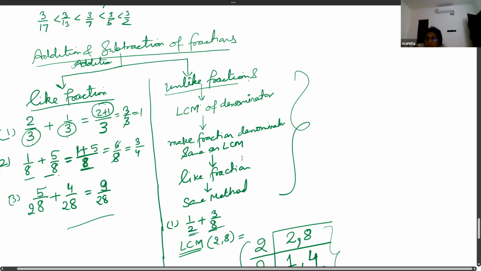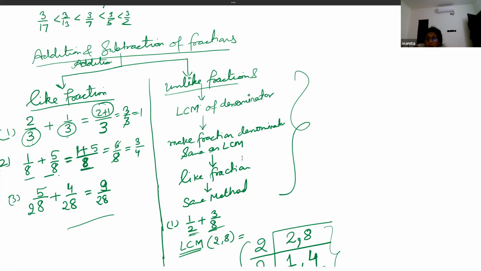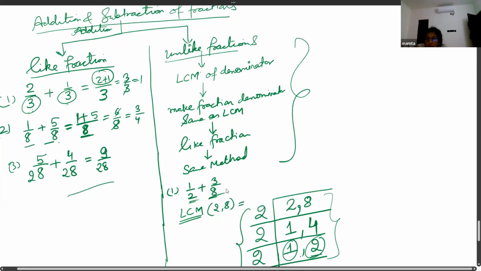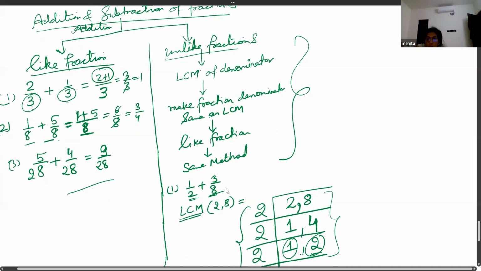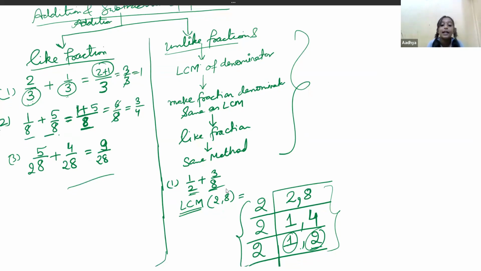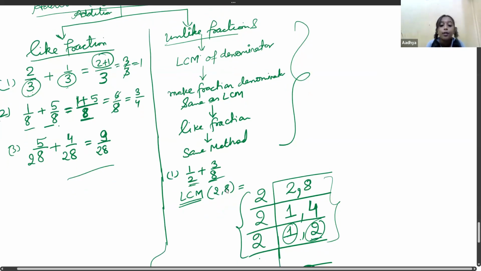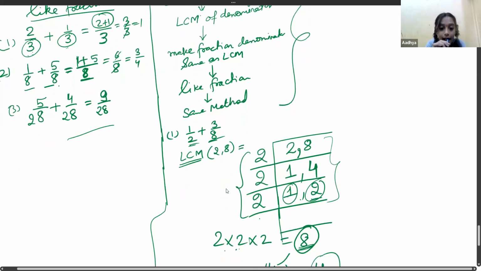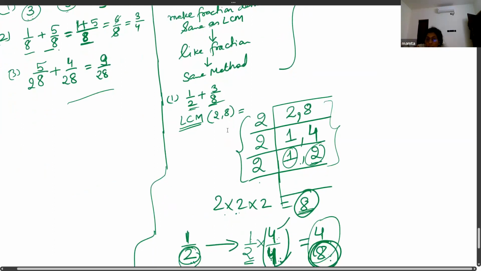So did you understand how to add like fractions and unlike fractions? How to add the unlike fraction, Adya? How will you add? Ma'am, 1/2 plus 3/8 is equal to 4. No, they are not like fractions. Their denominators are not the same. We need to convert them into like fractions. How will you convert it? By taking LCM.